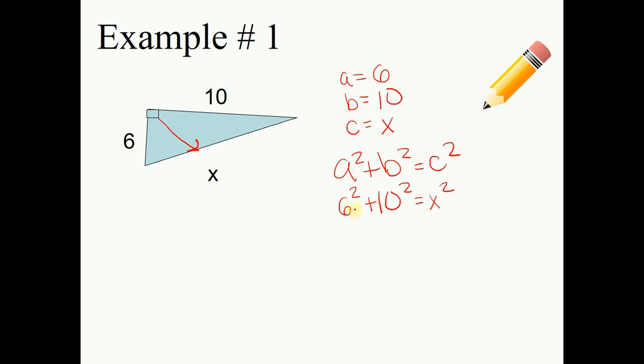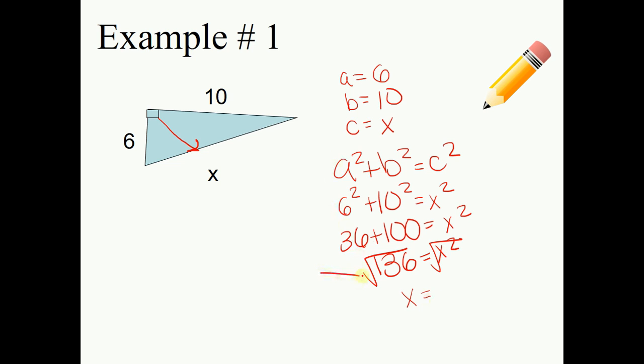Let's square pieces now. So 6 squared, that's 36, plus 10 squared, that's 100, equals x squared. Let's add now. 36 plus 100. That is 136 equals x squared. Let's square root both sides. Since we have reviewed how to simplify a square root of 136, let's break him down. So biggest perfect square, aka 4, 9, 16, 25, that can go into 136.